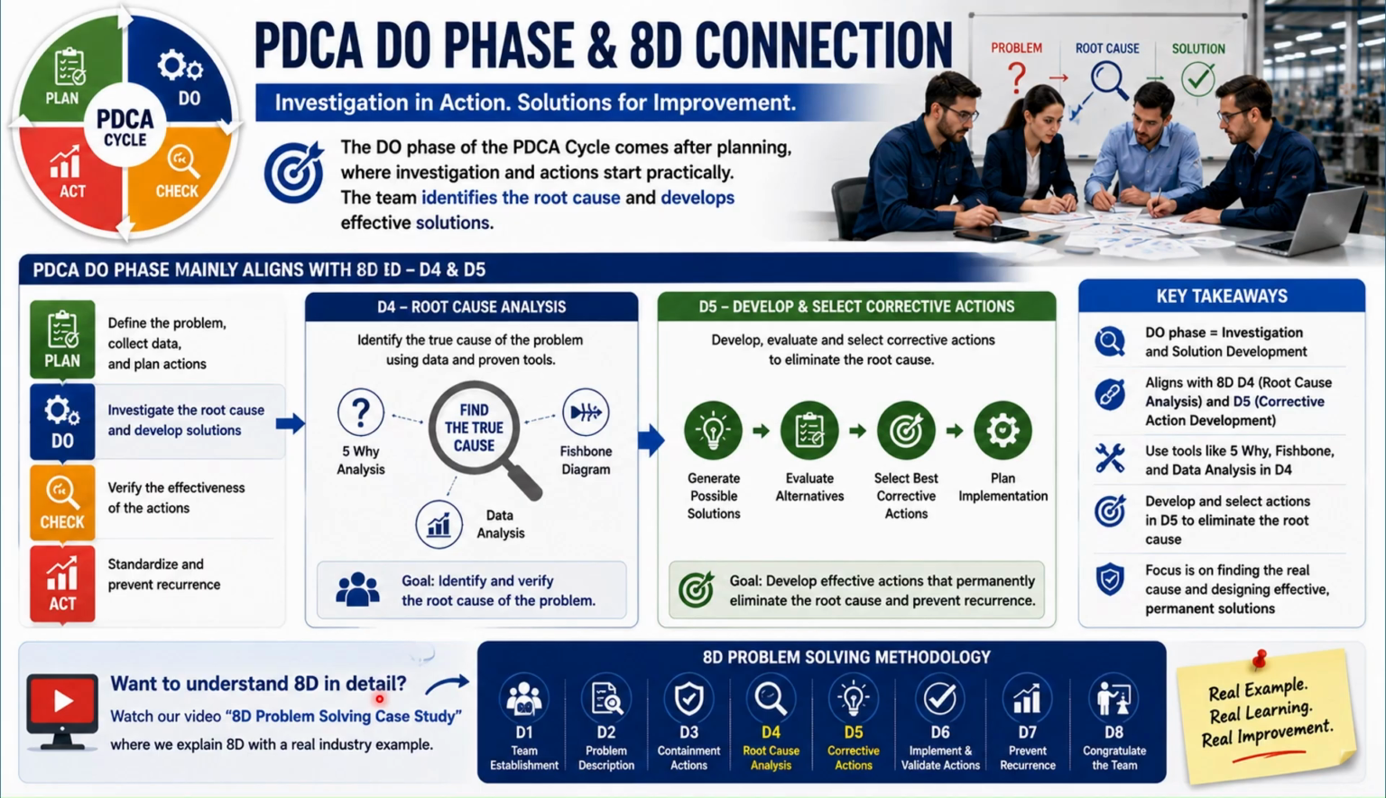In D4, root cause analysis, the team investigates the problem using proven quality tools such as 5 Whys, Fishbone, Ishikawa diagram, and data analysis to identify the true cause of the issue. Once the root cause has been confirmed, the process moves to D5, develop and verify permanent corrective actions.